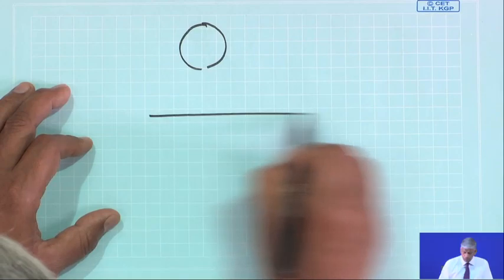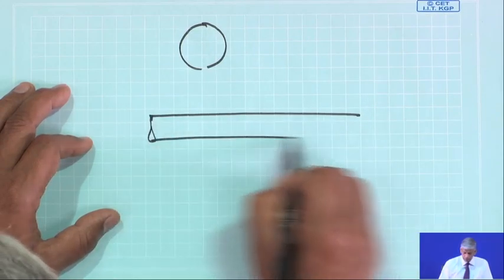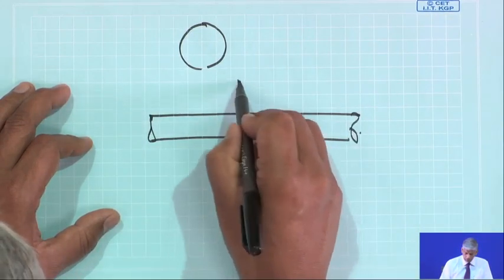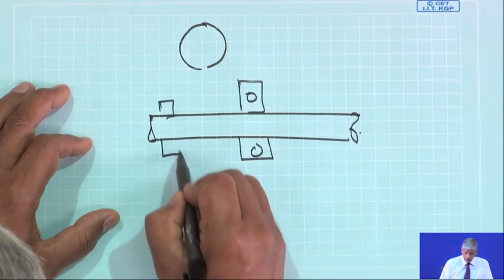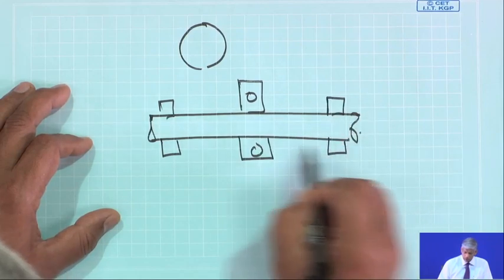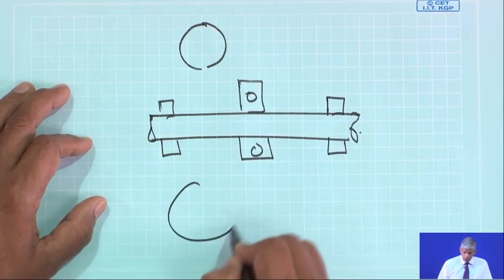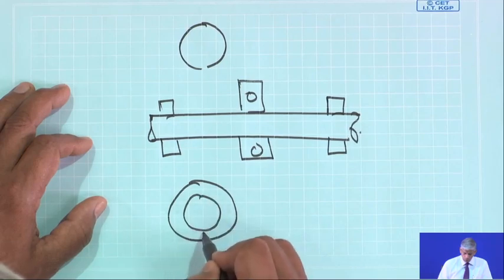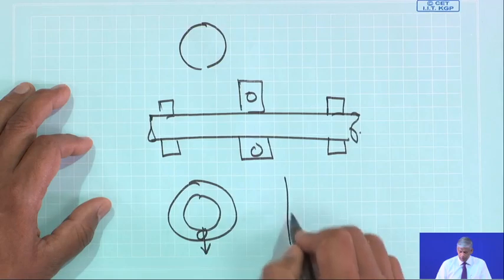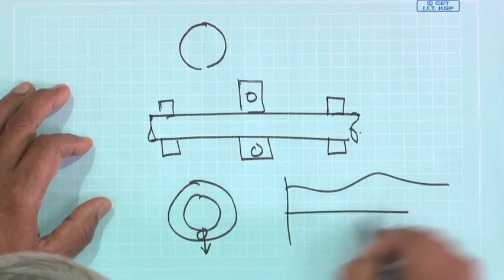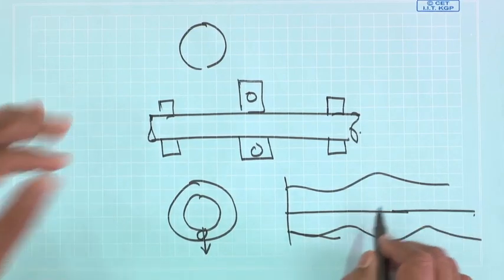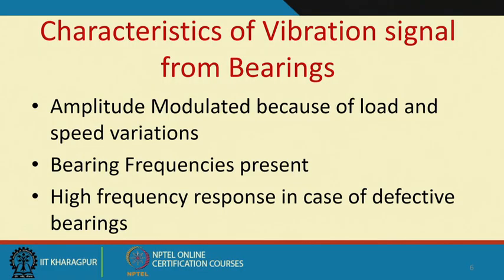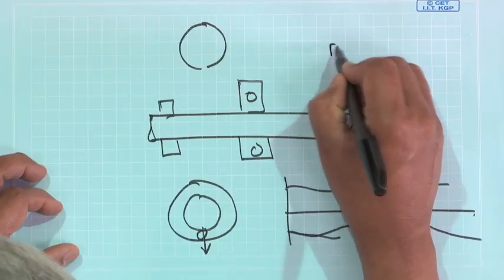The bearings are supporting a shaft where there is an unbalanced load. So, what happens? This radial load is going to change with time. So, it will get loaded, unloaded. So, there will be a strong amplitude modulation of the load which is coming on the bearing and thus the vibrations. And for speed variations, there will be frequency modulations.